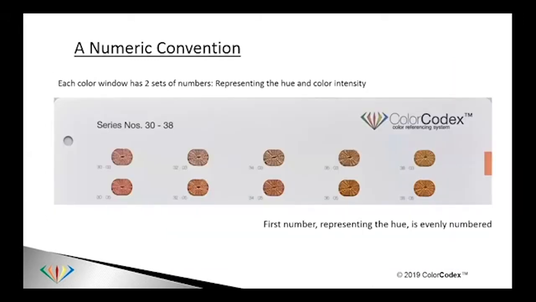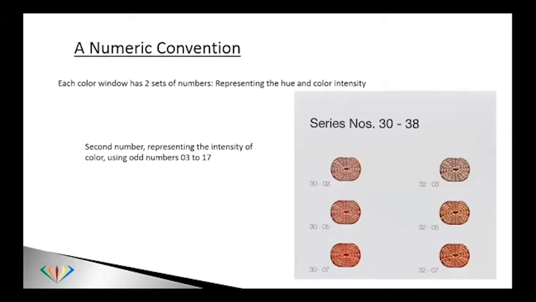Now at each color window, you're going to see 2 numbers, and this represents the hue and intensity. The first number, which I've highlighted here, you see it's 30, 32, 34, 36, 38. This is why that page is represented as series numbers 30 to 38. And these are evenly numbered, and these represent, as I mentioned, the hue. So you see the progression of hue with each page. Secondly, the second number represents the intensity of the color. And these are numbers going from 03 to 17, and these are oddly numbered.